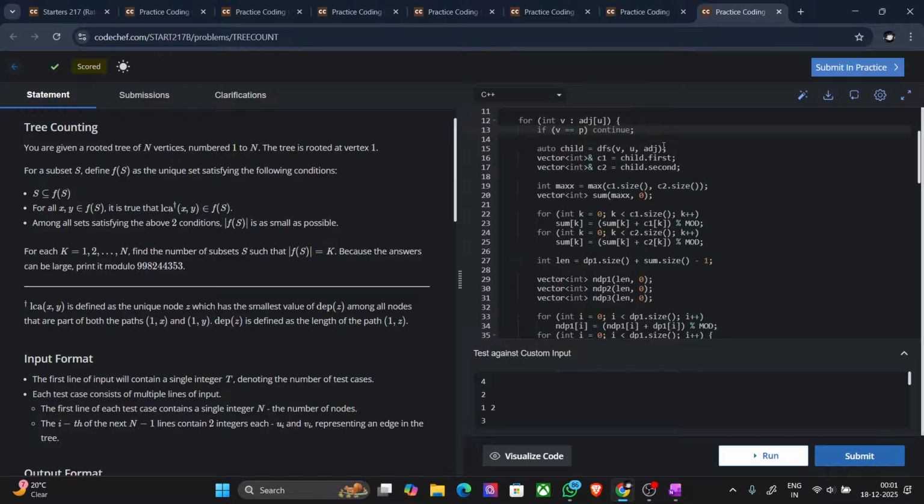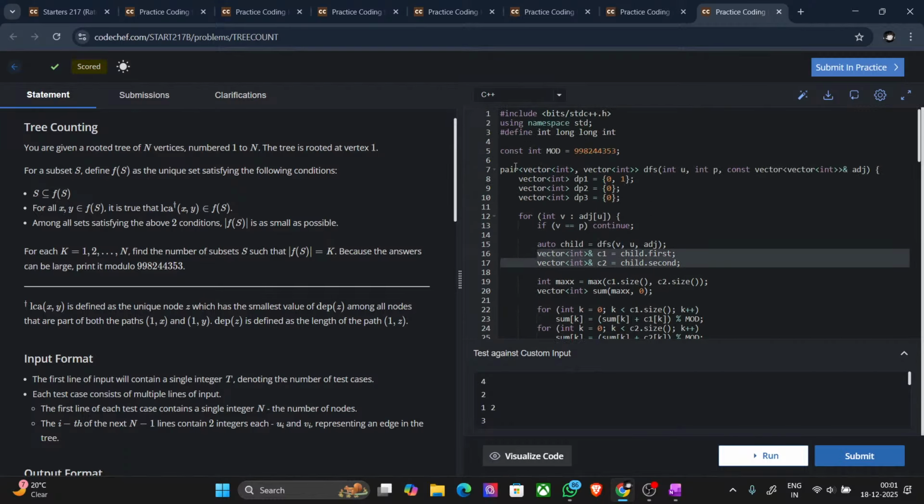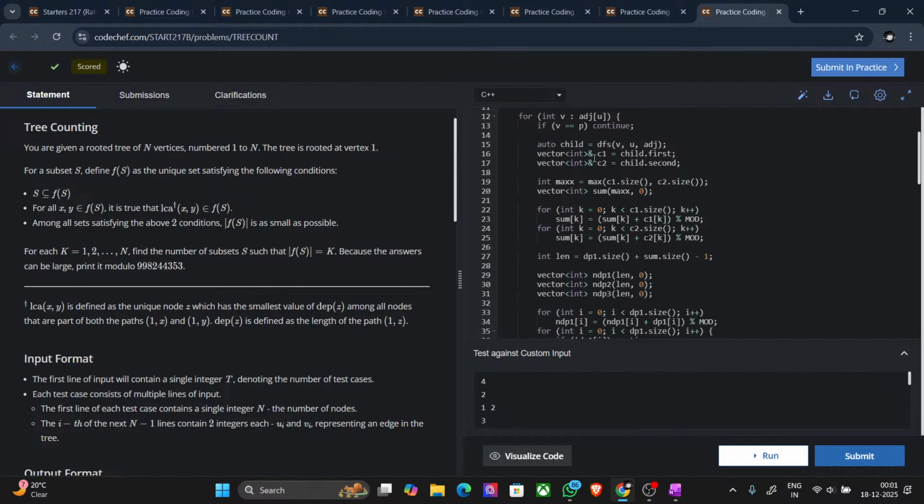If parent and child are equal, then we can just continue. Else, I have called the dfs again. Then c1 and c2 are the first and second child, which come out from this dfs as a pair of vectors, and c1 is just the vector, which means the child subtree, and c2 is the second child subtree.